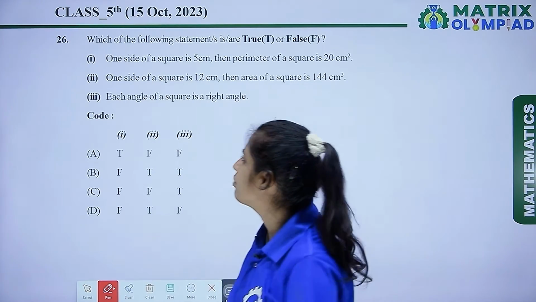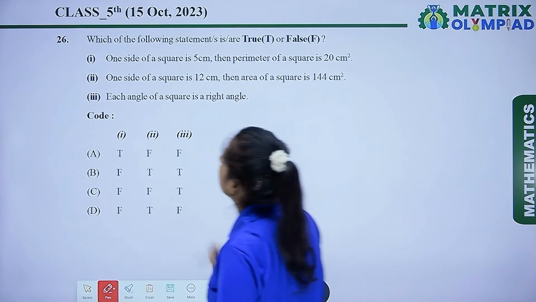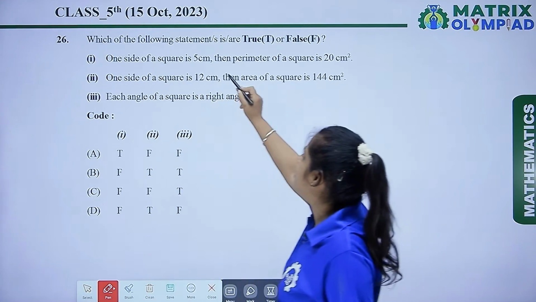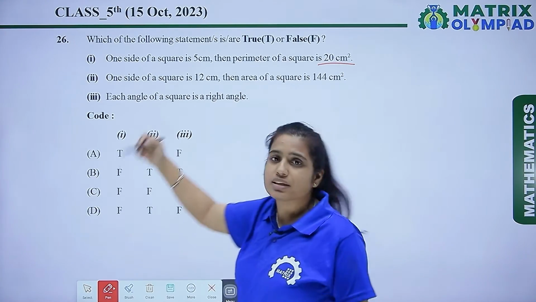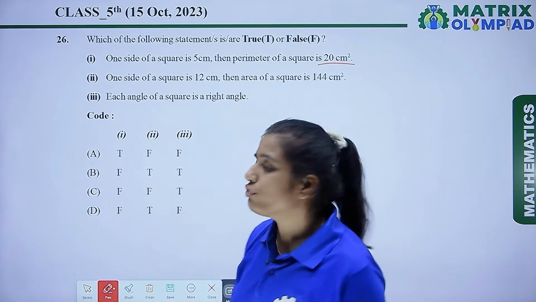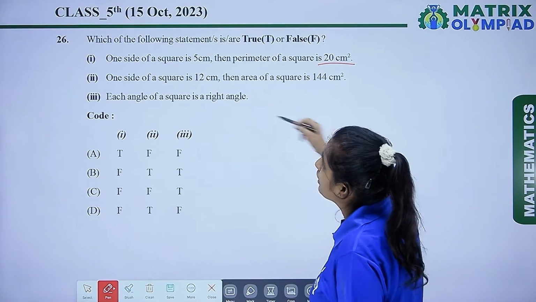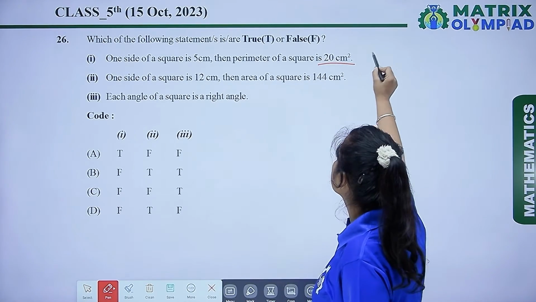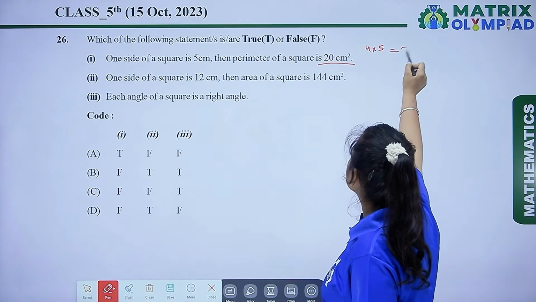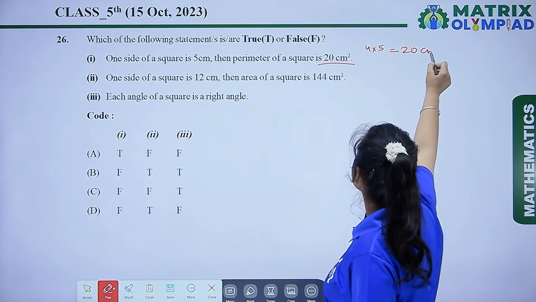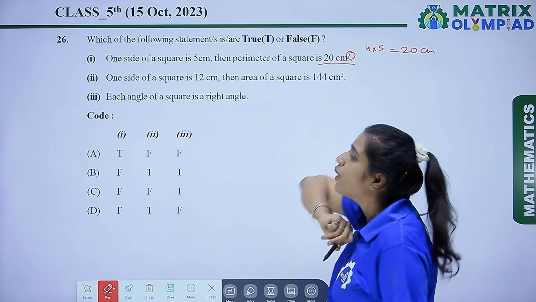अब 26 question में पहला statement फटाफट से देखते हैं क्या है. One side of a square is 5 centimeter, then perimeter of a square is 20 centimeter. So this statement is true or false. आप अप्लाई करें फॉर्मूला, चेक करें. वन साइड आपके पास 5 सेंटीमीटर दे रखी है तो पैरामीटर होता है 4 मल्टीप्लाई बाय साइड. आंसर इज 20 सेंटीमीटर. बट यहाँ देखिए स्क्वायर लग रहा है.